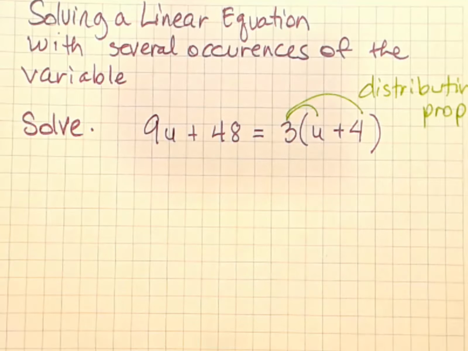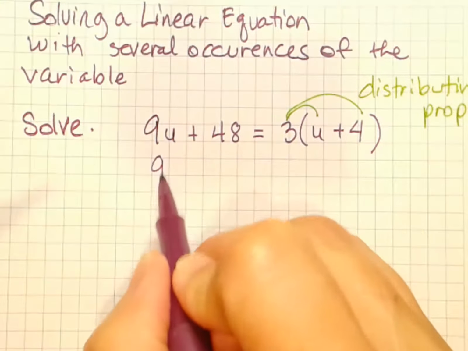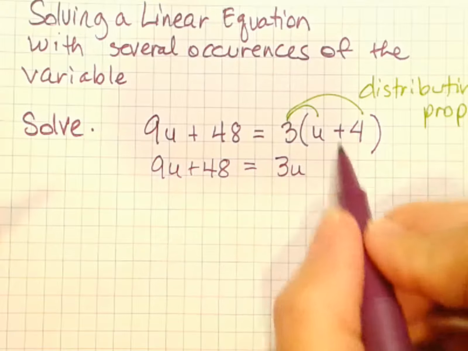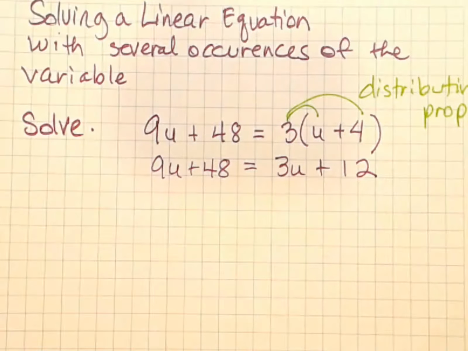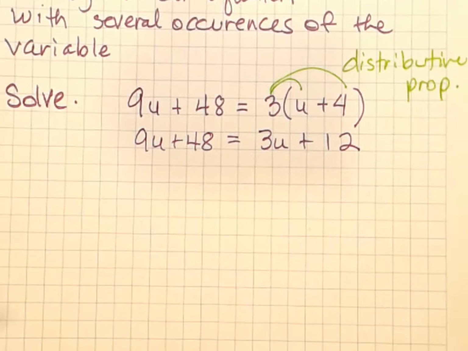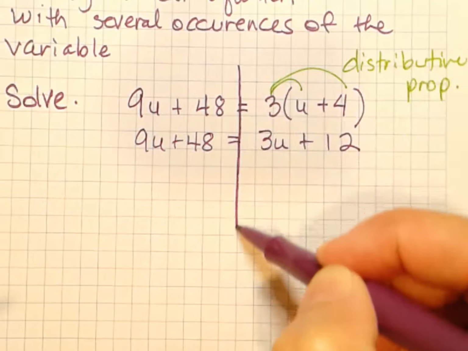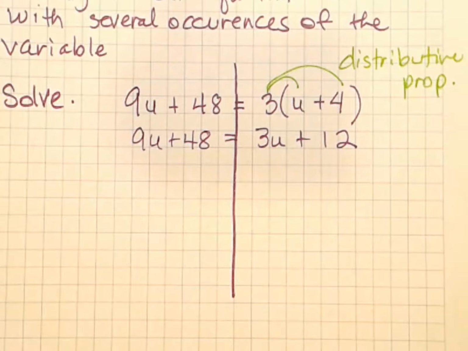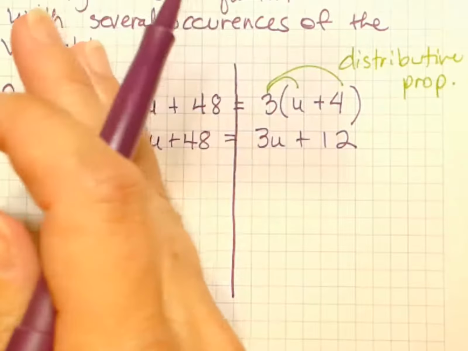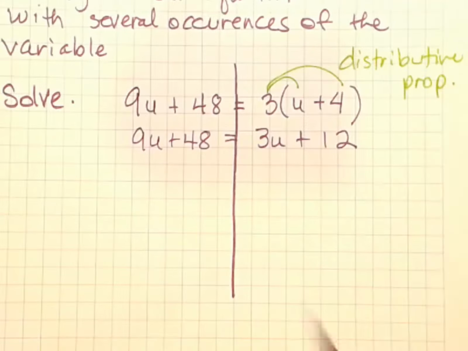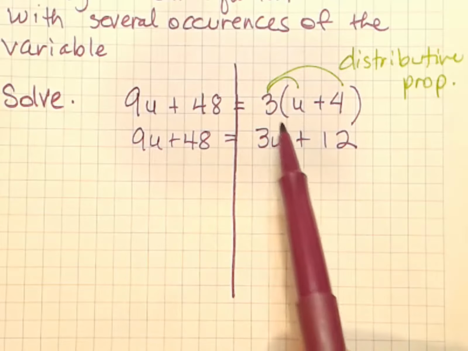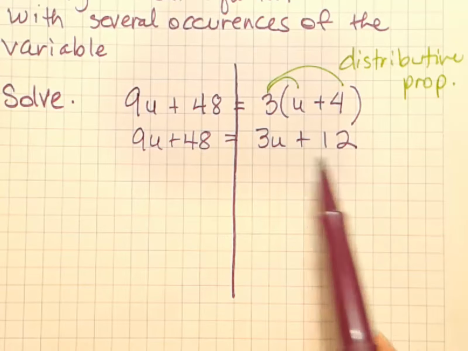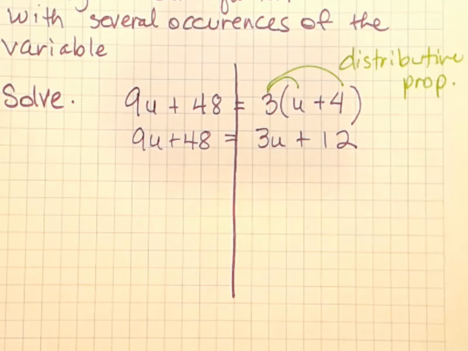So I will multiply. So the 9u plus 48 stays the same. 3 times u is 3u, and 3 times positive 4 is positive 12. Now, like I was explaining before, this is like a fence, a wall, whatever you want to think. You've got a left side and a right side. So your job is to get all of the terms with u's on one side and all of the constants on the other. So these are your variable terms. They have to be on the same side of the wall. And these are your constants. They have to be on the same side of the wall, the fence, whatever you want to call it.